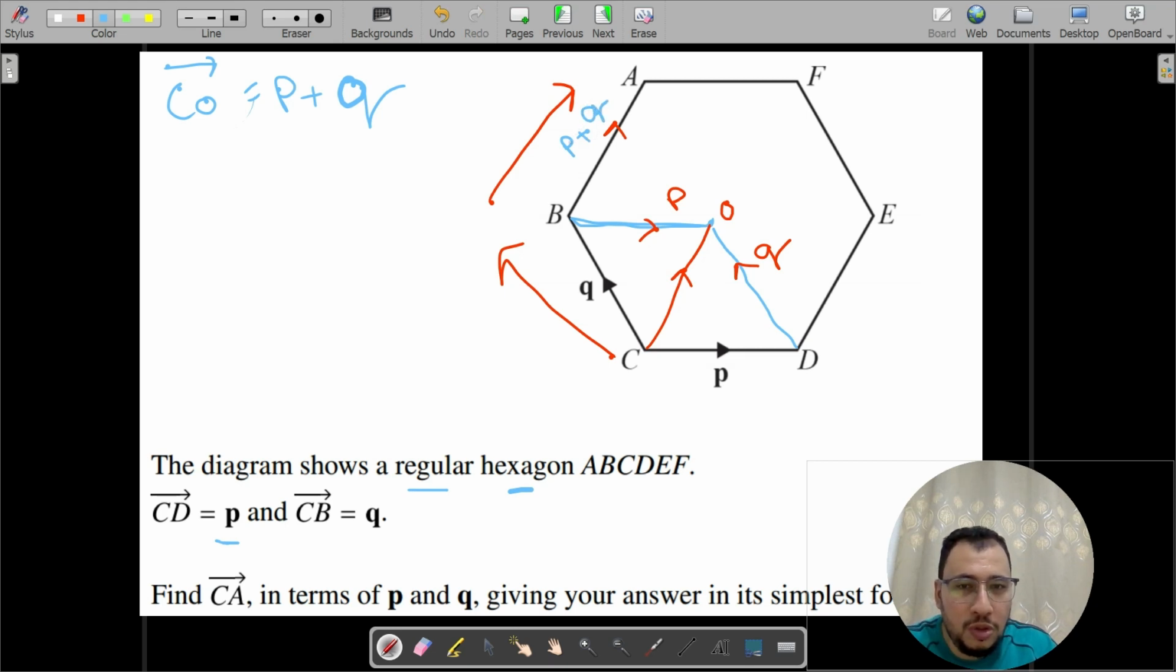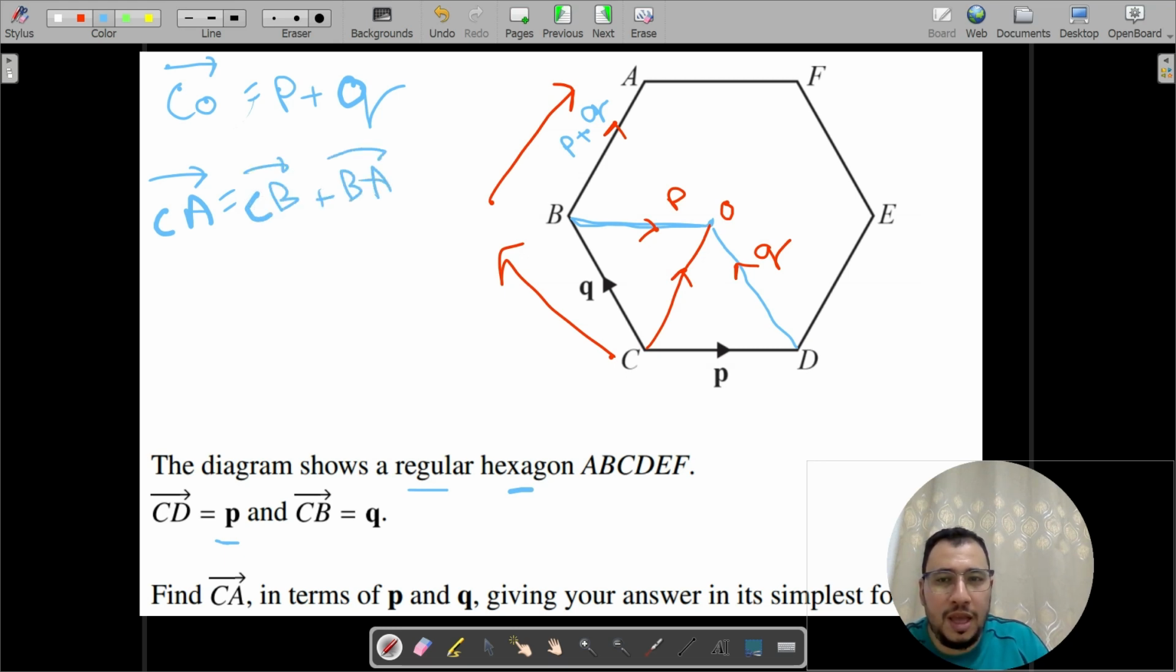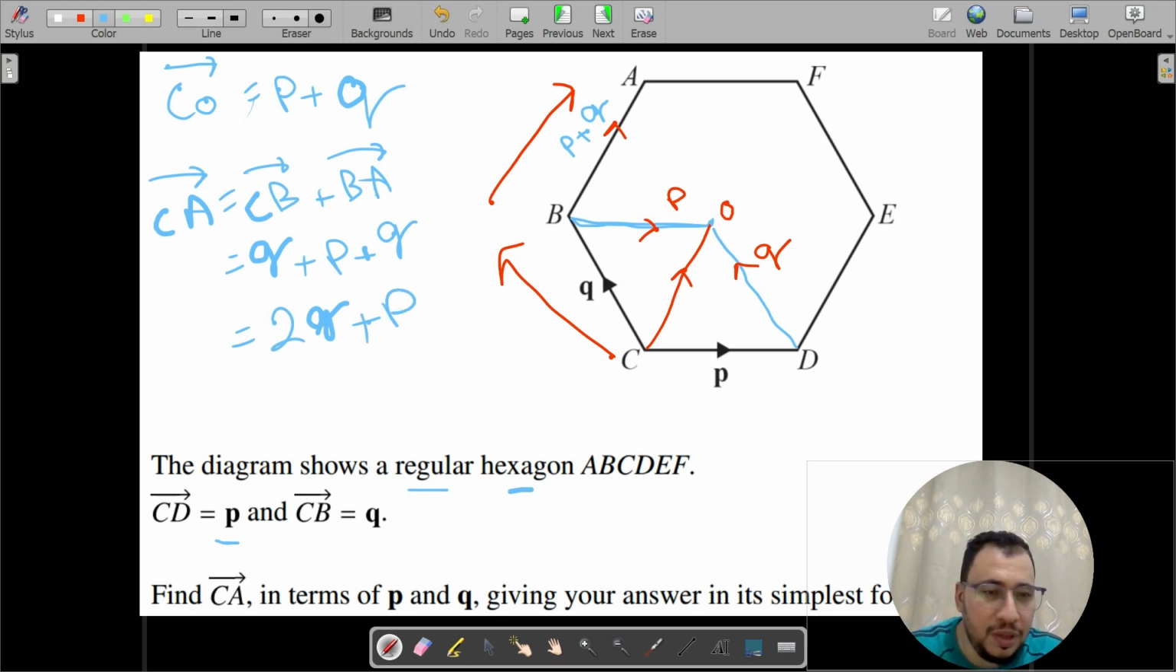Now what should we do? You can simply move from C to A. CA equals CB plus BA. In this case, it will be Q plus P plus Q. In other words, when you simplify, this is 2Q plus P. Is it that simple? Yes, it is that simple. So when you see a question, don't panic, just think and you will get the answer.